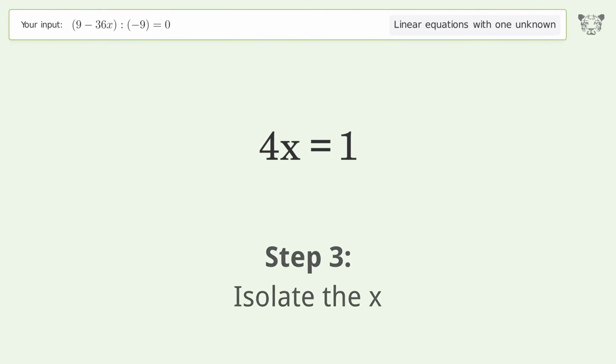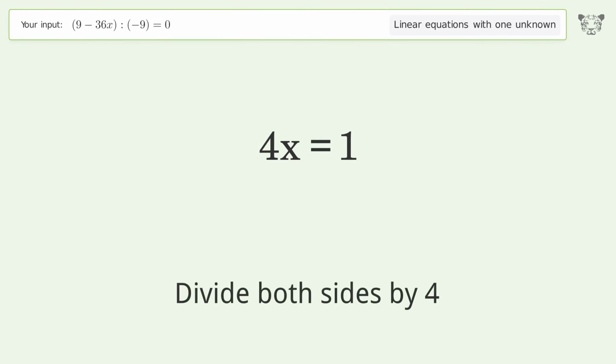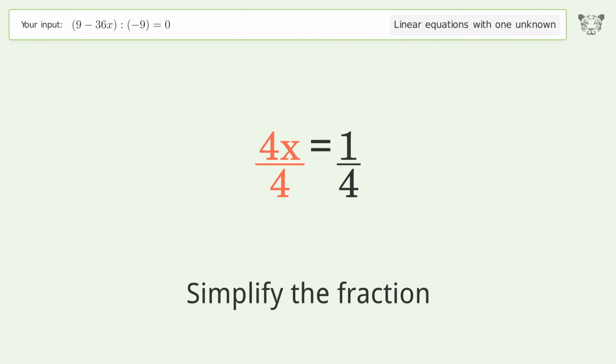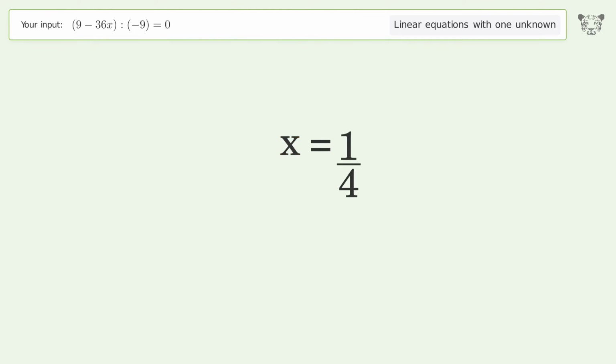Isolate the x. Divide both sides by 4. Simplify the fraction. And so the final result is x equals 1 over 4.